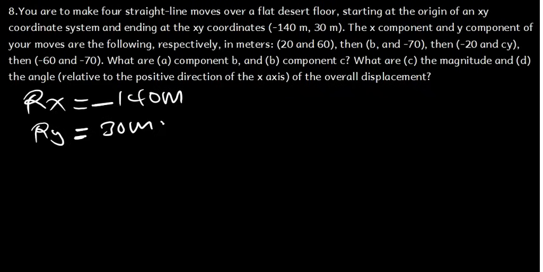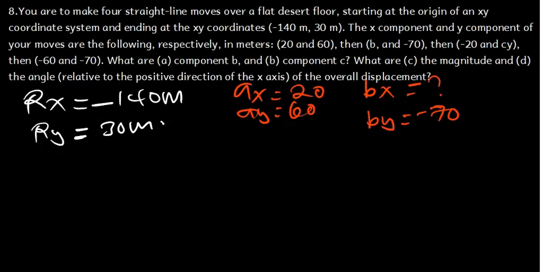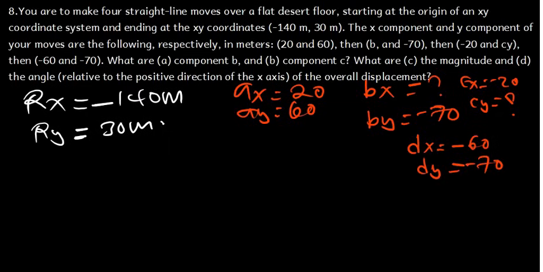They're saying that the x component and the y component of your moves are the following, respectively, in meters. The first move we can say is A. We have AX, which is 20, and BX, which we don't know. Our AY is 60. Then B has BX unknown, and BY is negative 70. Now let's go to C. Our CX is negative 20, and CY we don't know. Let's also have D. DX is negative 60, and DY is negative 70. So it's just a matter of us adding them.